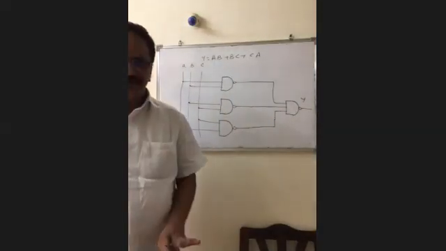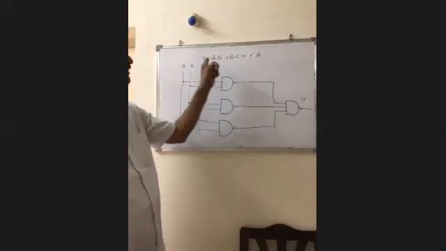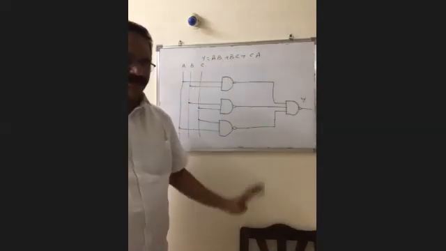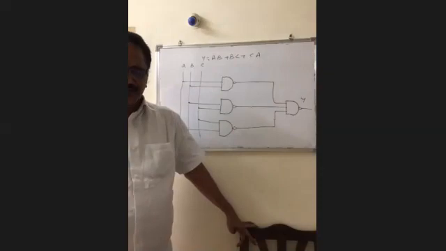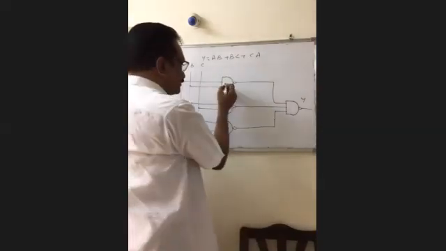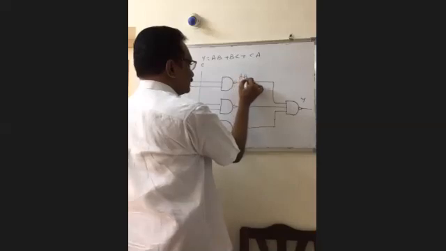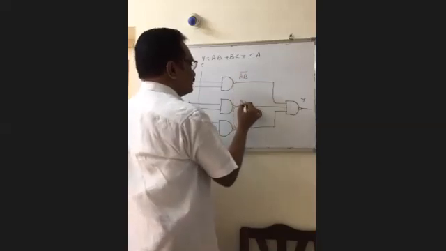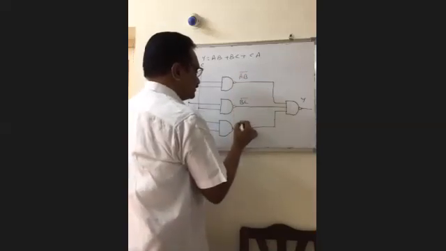No doubt in that one. The output expression y is equal to AB plus BC plus CA. For your convenience, for example, output of this one is equal to AB bar. This one is equal to BC bar. This one is equal to CA bar.